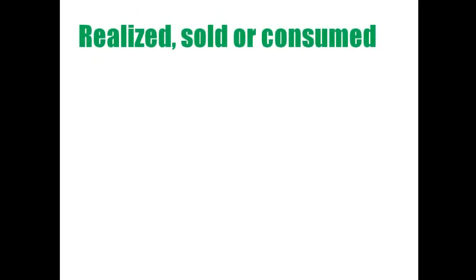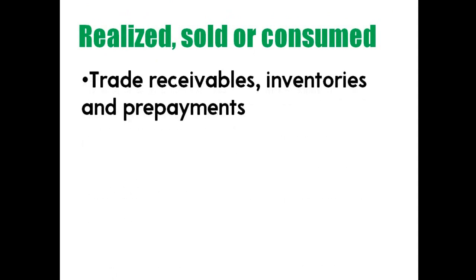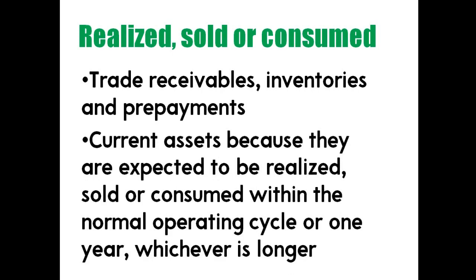Next, realized, sold, or consumed. So, realized, sold, and consumed, usually, trade receivable siya. Yun explain ko kanina. Inventories, and prepayments. Prepaid rent, prepaid insurance, yung mga prepaid. Kasi, as time goes by, nakukonsume mo yung mga prepayments. So, alam nyo yan because of the adjusting entries ng basic accounting. Okay? You have current assets because they are expected to be realized, sold, or consumed within the normal operating cycle or 1 year, whichever is longer. Okay? Current assets sila.